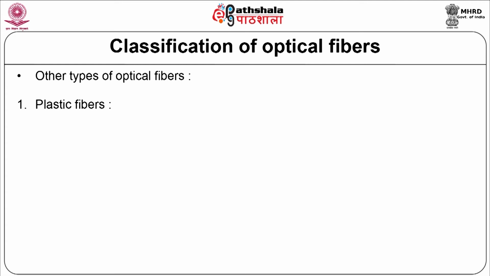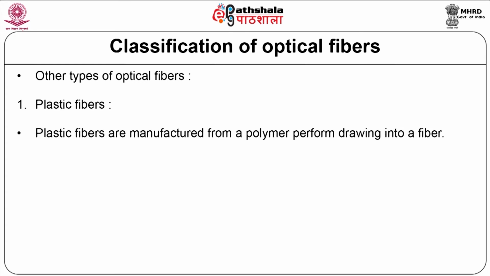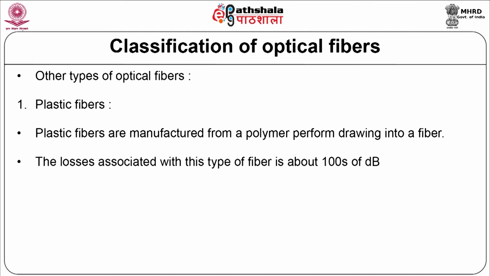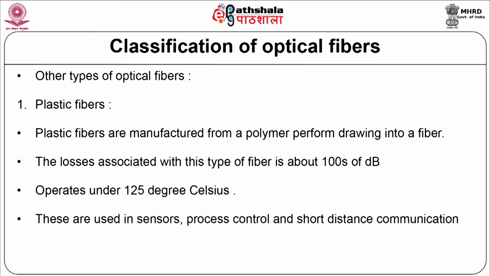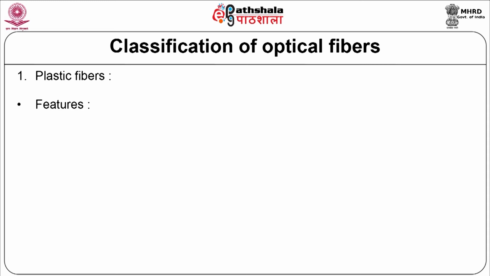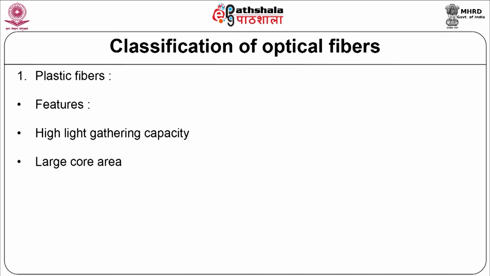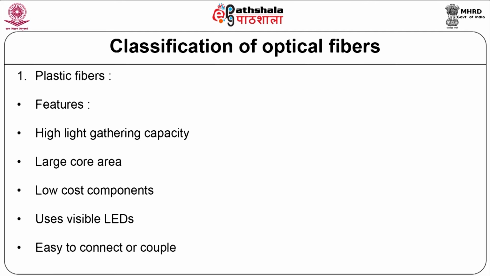Plastic fibers. Plastic fibers are manufactured from a polymer preform drawn into a fiber. The losses associated with this type of fiber are about hundreds of dB. It operates under 125 degrees Celsius. They are used in sensors, process control and short distance communication. Features of plastic fibers: high light gathering capacity, larger core area, low cost components, and it uses visible region LEDs. They are easy to connect or couple.